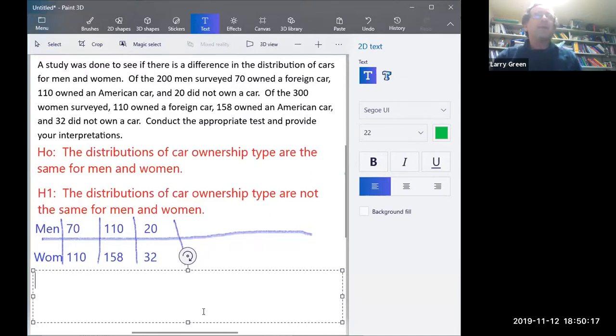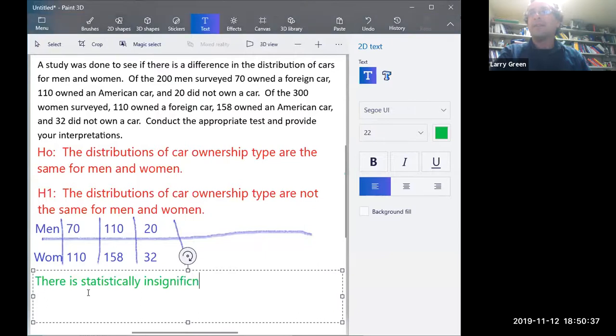You should all be typing. Yeah, there is insufficient, is how you start. There is, and I like to write statistically insignificant evidence to make a conclusion.